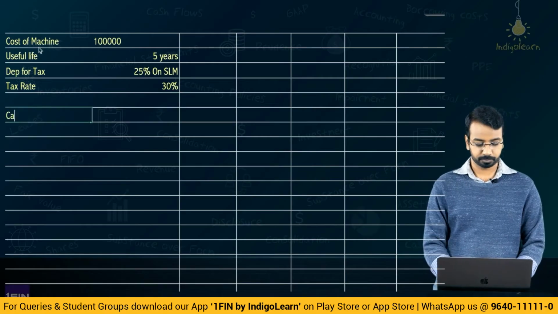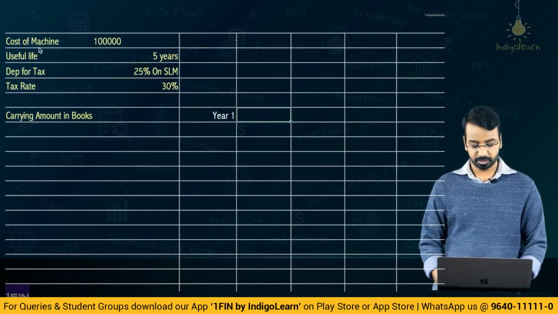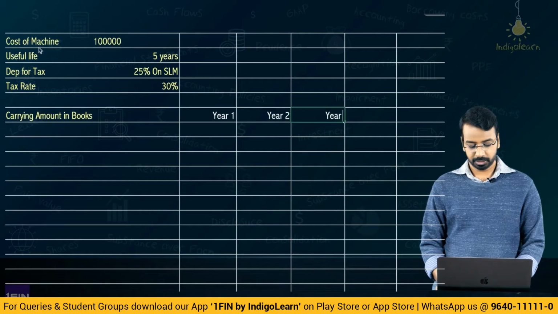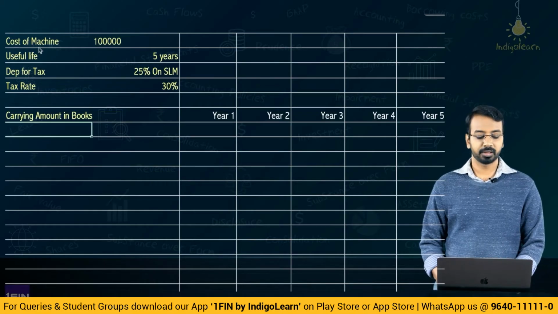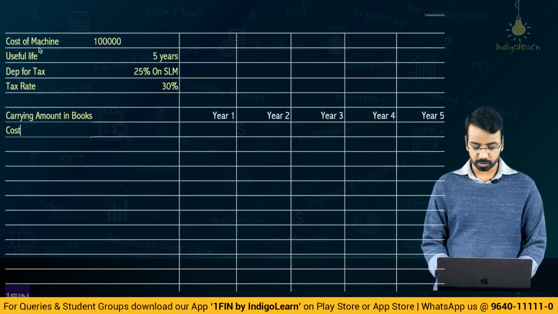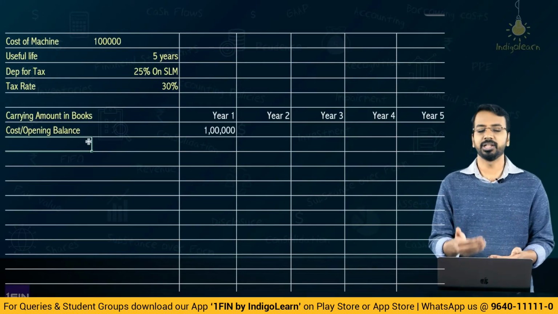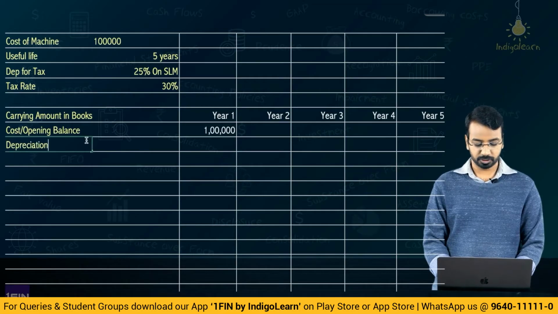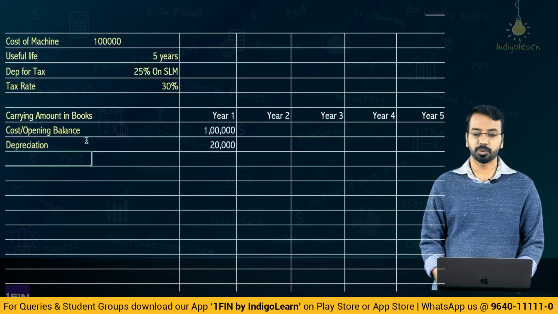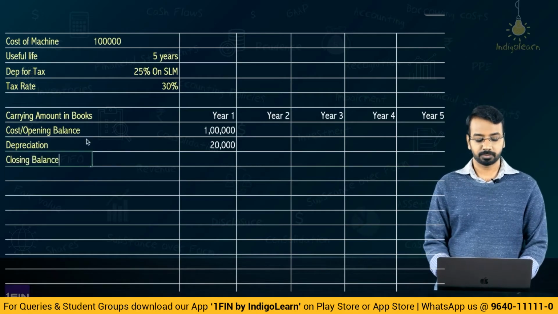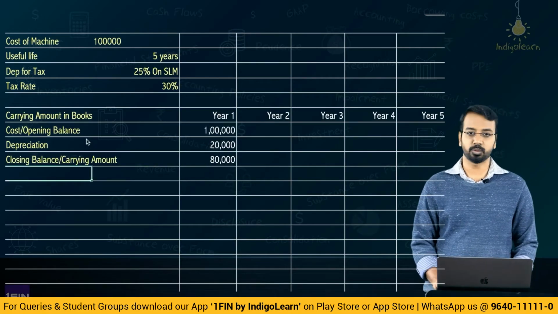Okay, so first one, carrying amount in books. So we are doing 5 years, year 1, 2, 3, 4 and 5. Okay, so as far as books is concerned, cost or opening balance, how much is the cost? 1 lakh. On this 1 lakh, what is the depreciation? See, the useful life is 5 years and we'll assume it's an SLM depreciation. So, depreciation is how much? 1 lakh divided by 5, that is 20,000. And closing balance or your carrying amount will be how much? 1 lakh minus 20,000, that is 80,000. Okay.